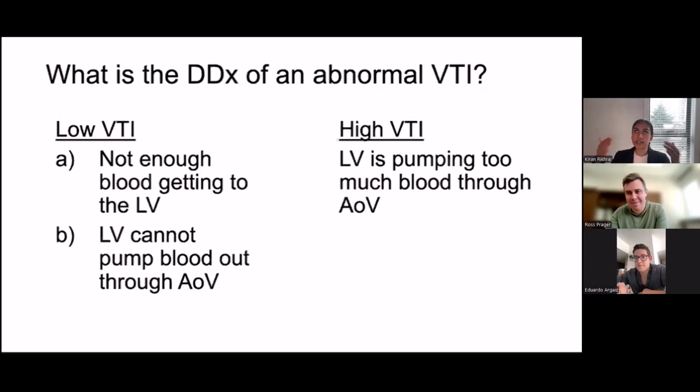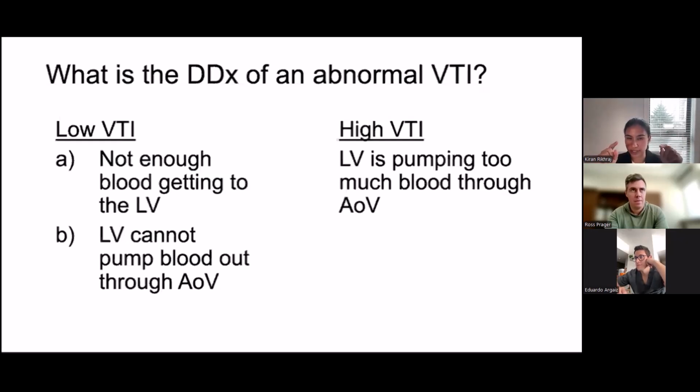I just take a step back, and for me, it's easy to think, well, the cardiovascular circuit, it's a pump and there's pipes. It's pump and pipes. And so that's how I really break it down. Well, for me, when I think about a low VTI, the two biggest things I think about is, well, there's just not enough blood getting to the left ventricle.